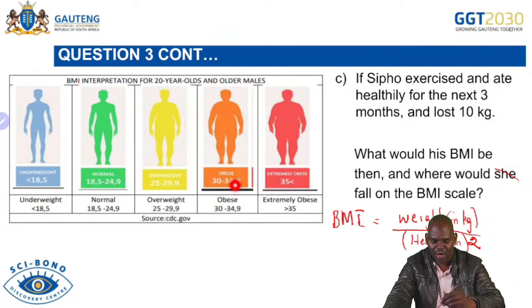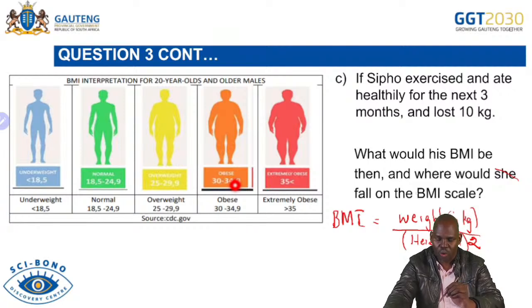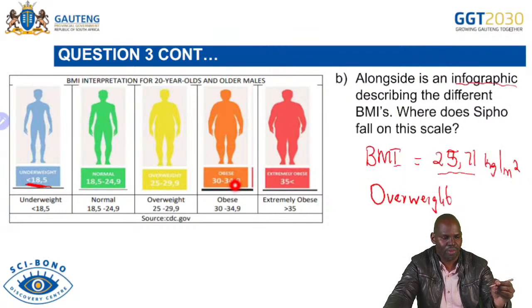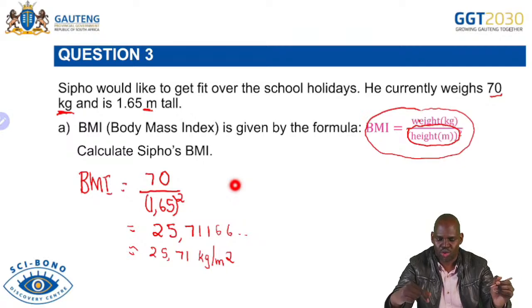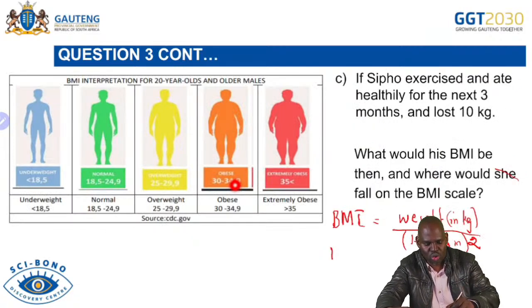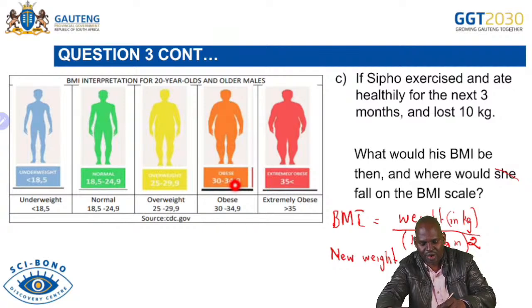Right, now we have to check what is the weight. What will be the weight after losing 10 kilograms? If you go back, you will remember the previous question. SIPO's weight was 70 kilograms. So the new weight is 70 minus 10, so this is 60.